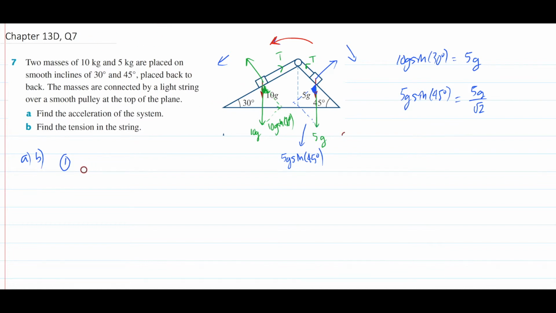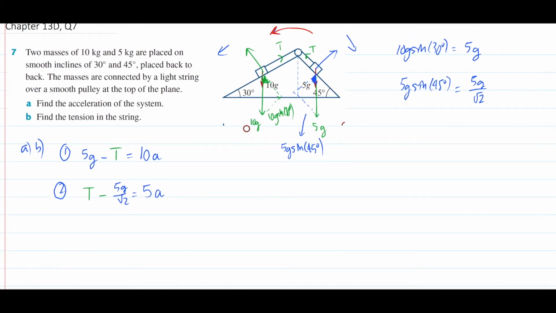Now that you've sorted that out, we can solve for the two equations. Equation number 1, looking at the 10 kilogram particle, we know going down is bigger than going up. So that means it's 10g sine 30 minus tension. 10g sine 30, we found that as 5g, so 5g minus tension equals 10a. Mass times acceleration, acceleration is a. Now equation number 2, looking at the 5 kilogram object, we know this time that tension must be bigger than 5g sine 45, because both of them must be going to the left. So we have tension minus 5g sine 45, which is 5g on root 2, equals mass, which is 5, times acceleration. They both have the same acceleration because it's a system of objects, a system with a pulley.